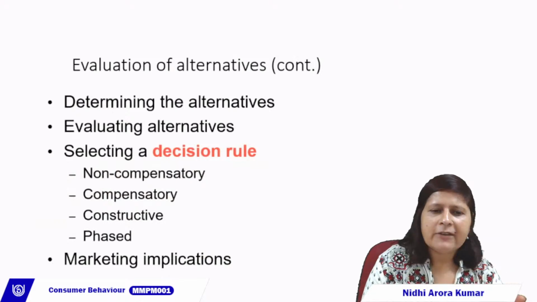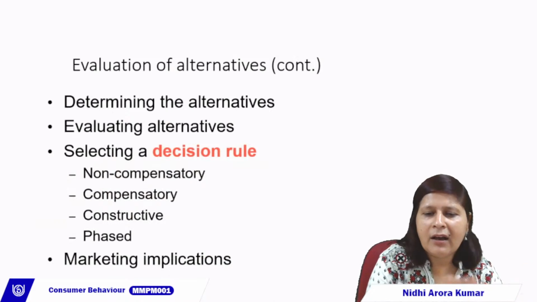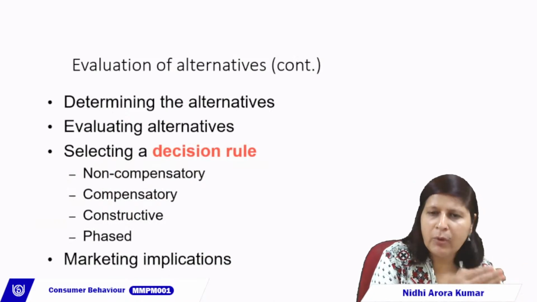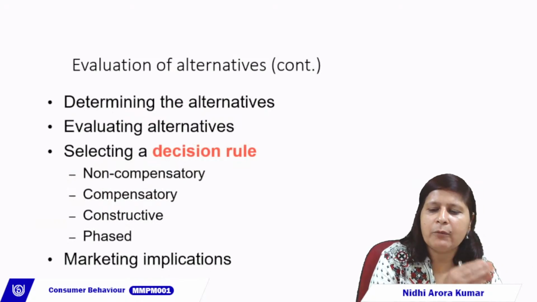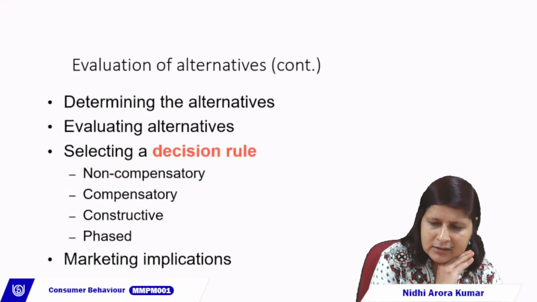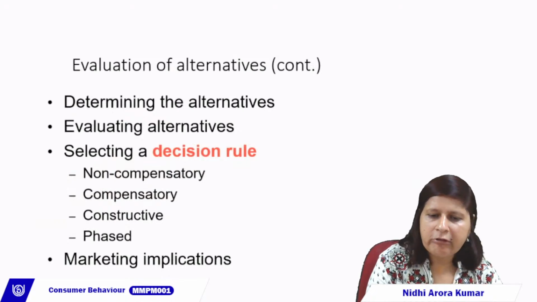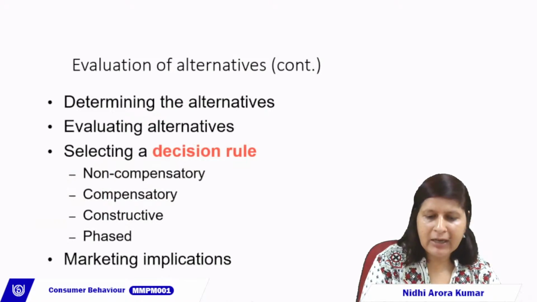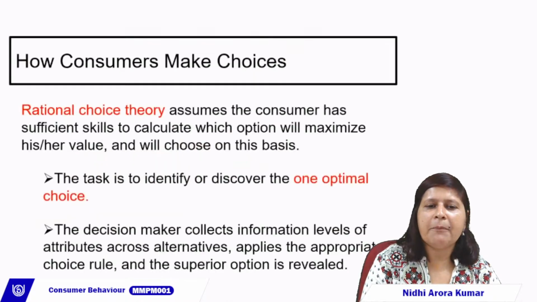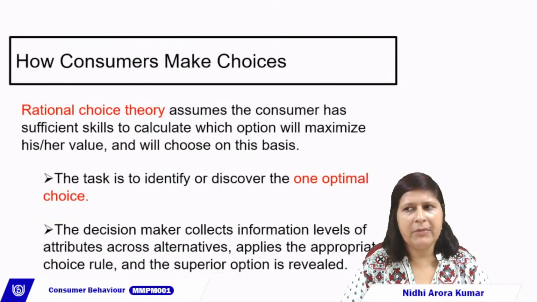What all alternatives are available, evaluating the alternatives, right? Then I have to decide what type of product, or with which product or with which brand I would like to go, right? There are certain decision rules like the non-compensatory rule, compensatory rule, constructive, and the phased decision rule, right? Then again the marketing implications are there, right?